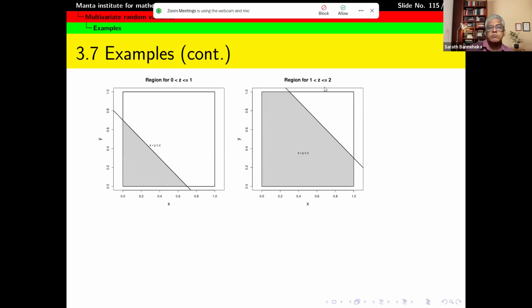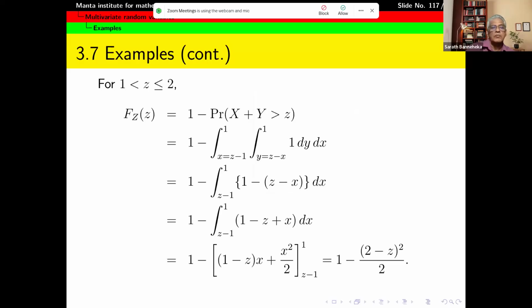Because, yeah, this is when y is equal to 1. When y is equal to 1, x is equal to z minus 1. Right? This point is z minus 1. This point is 1. So you can get it as 1 minus this thing, and then this is the answer that you get at the end. This is the integration part, and then 1 minus that will be the cumulative distribution function.